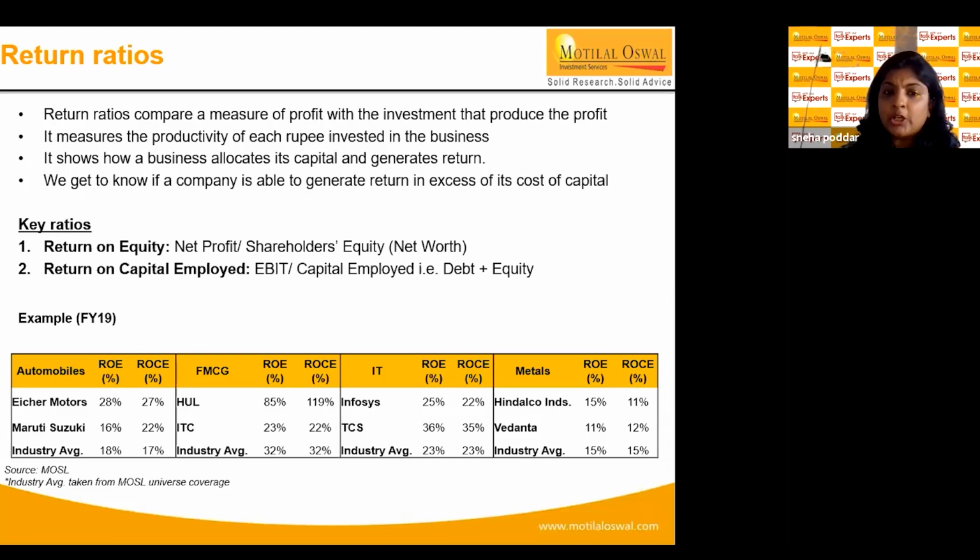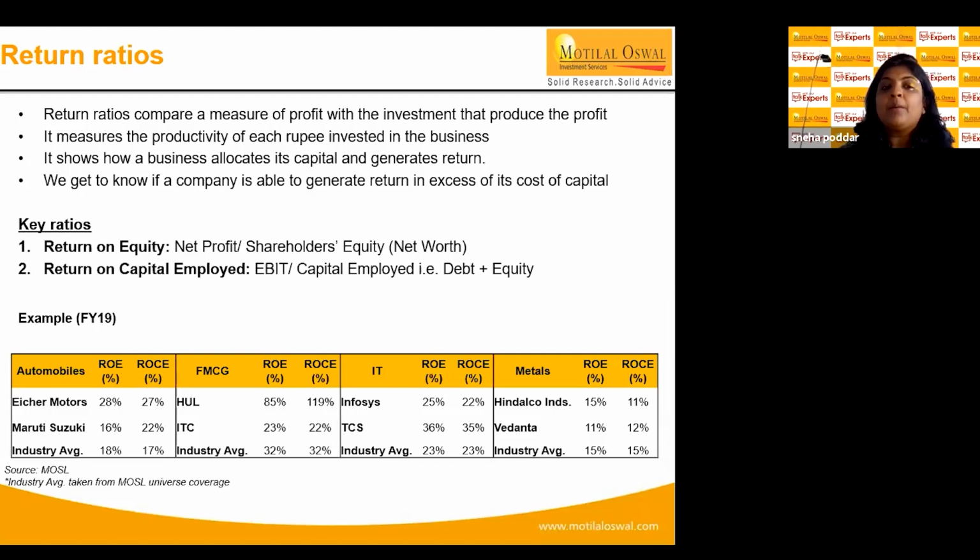So now what is return on equity? Return on equity is nothing but net profit on the shareholders' equity, which is nothing but the net worth, that is the equity capital plus your reserves and surplus. And what is your return on capital employed? Return on capital employed is the earnings before interest and tax upon capital employed.